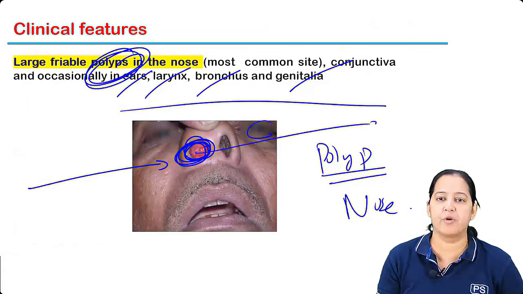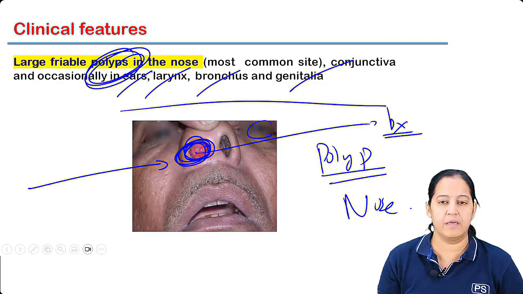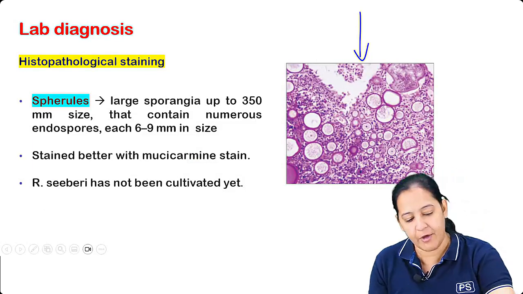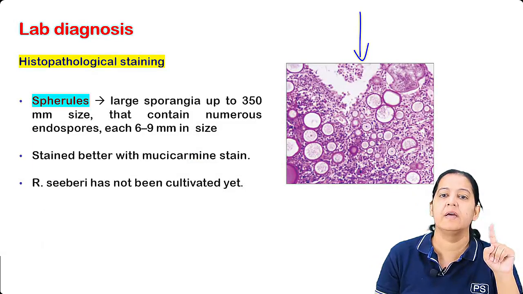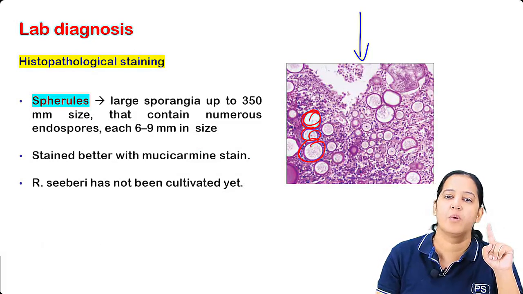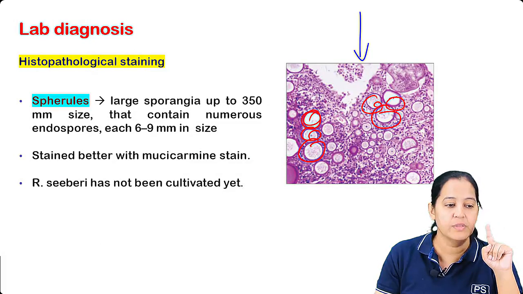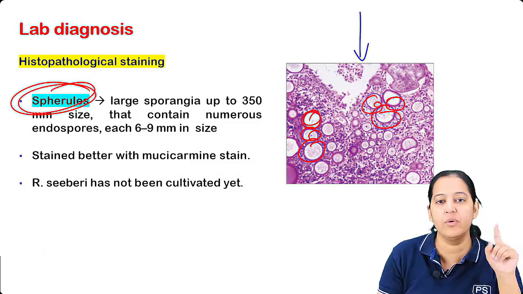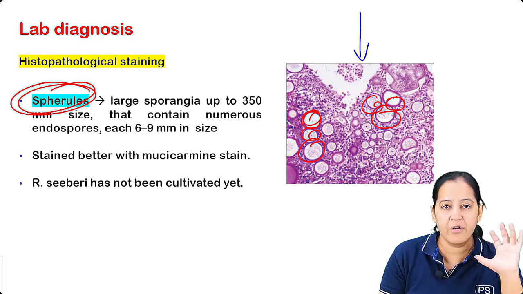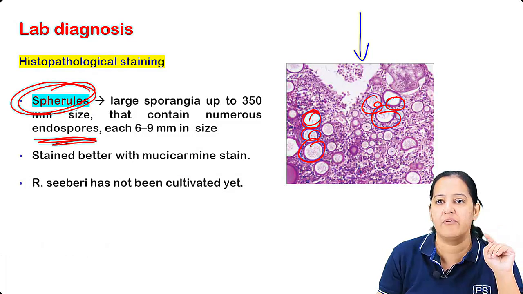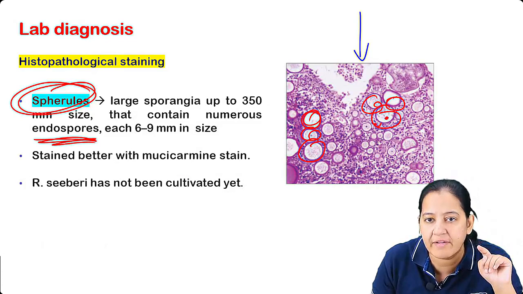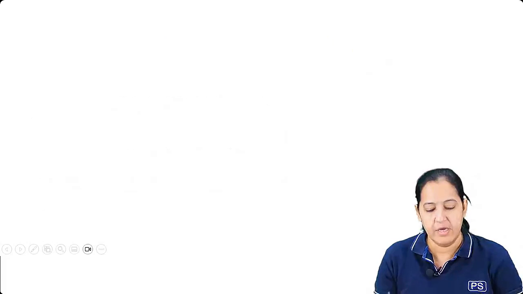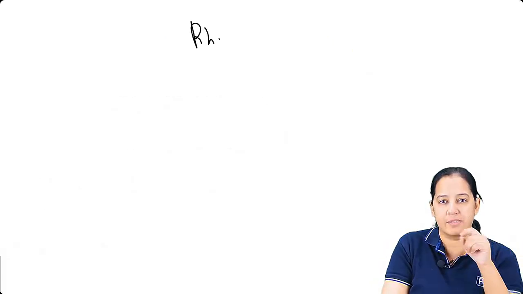What about if I take the biopsy? If we take the biopsy, this is the diagram of the biopsy. In the biopsy, you can see spherules is the hallmark. What is the hallmark word to be picked here? Spherules. Here we have spherules. What is a spherule? Inside each spherule, hundreds of endospores are there. Hundreds of spores. Dot, dot, dot. It's not very clearly visible, but you can see small dot-like structures. These are endospores. The hallmark is the spherule. We are done. So what have we learned in rhinosporidiosis?